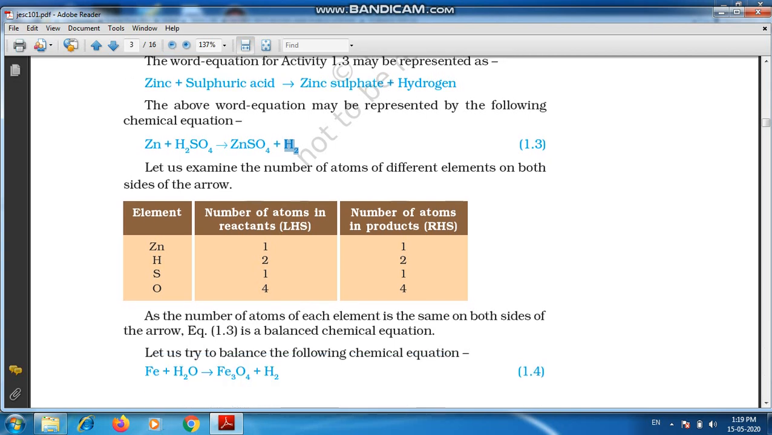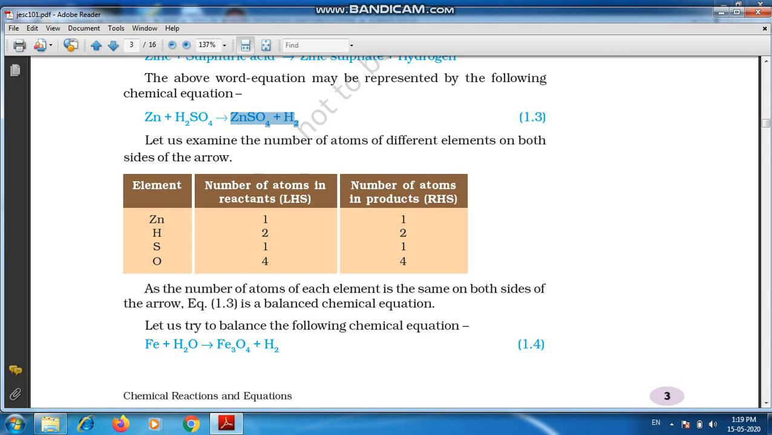Now see, this is the reactant side: Zn plus H2SO4 is the reactant side, and this one, ZnSO4 plus H2, is the product side. Now let us calculate the number of atoms on both sides. The first element is zinc.